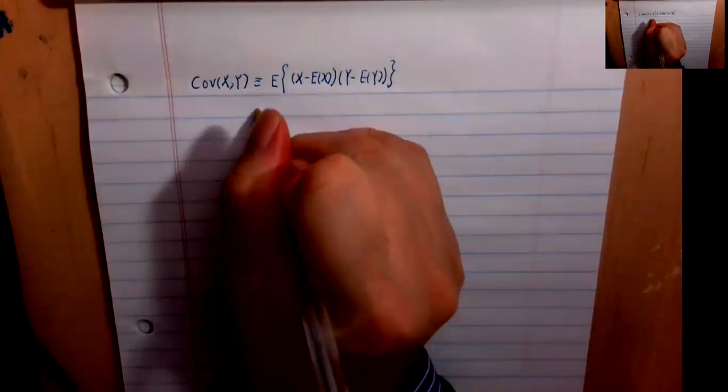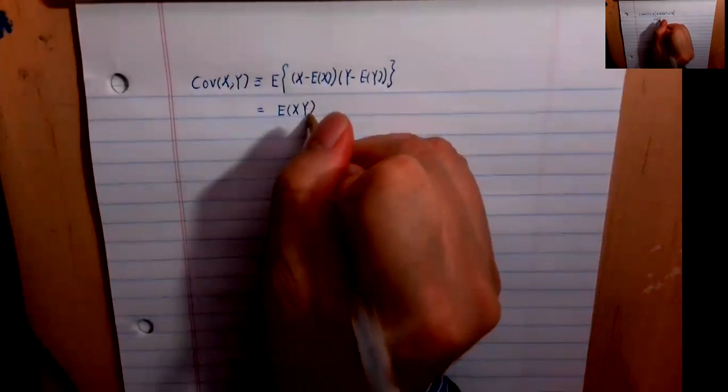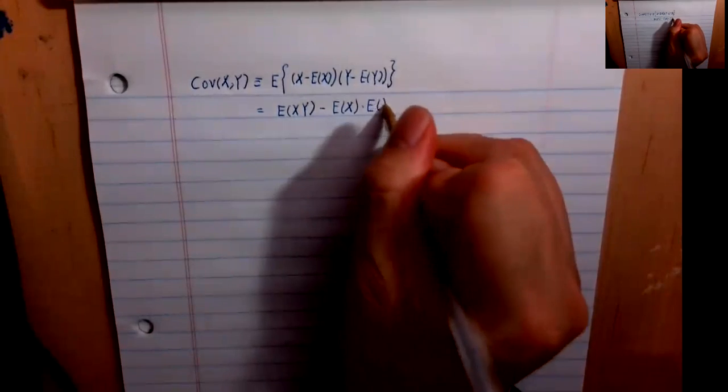Based on what I just covered, let's look at more properties, okay? Covariance of XY is defined to be the expected value of X minus EX times Y minus EY, okay? And the shortcut formula gives EXY minus what? EX times EY.